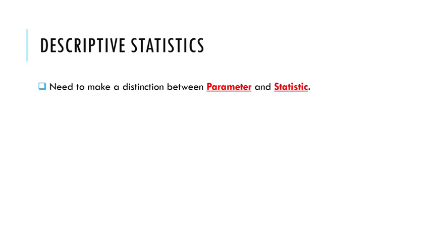Now, when we talk about descriptive statistics, we need to make a key distinction, and that's between what is referred to as a parameter and what is referred to as a statistic, and these really aren't interchangeable concepts. So the reason we have to make this distinction is that we have different terminology when we're talking about populations and when we're talking about samples. And by now you definitely understand the difference between a population and a sample.